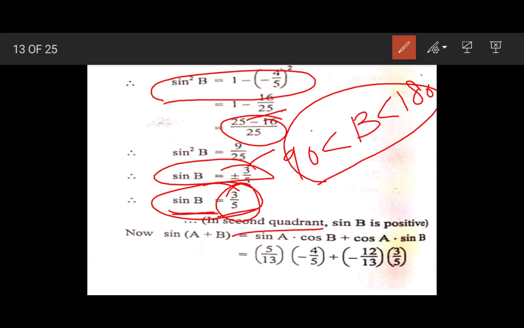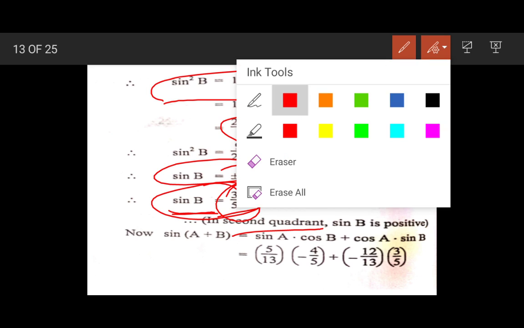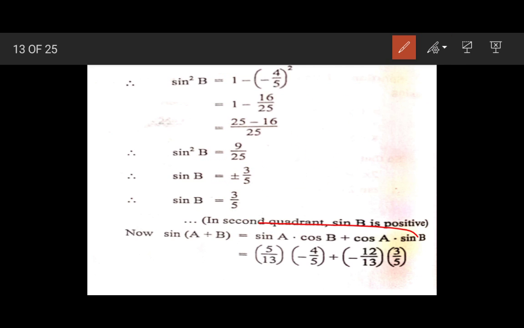Okay. Now after getting the sin A, sin B, then cos A, cos B values, we have to write the formula of sin(A plus B). So sin(A plus B) is sin A cos B plus cos A sin B.